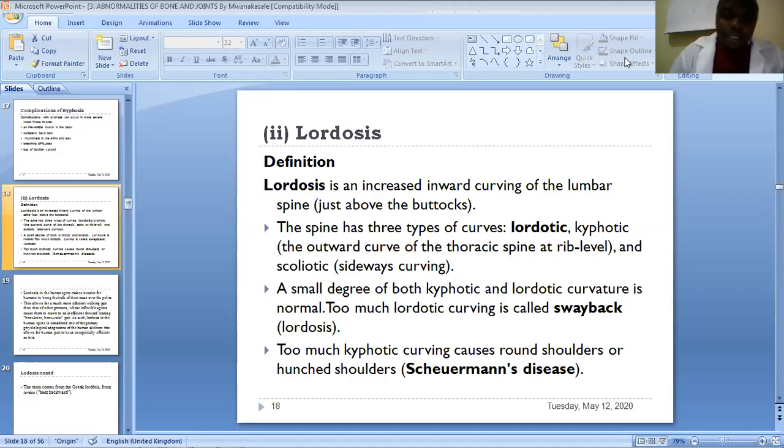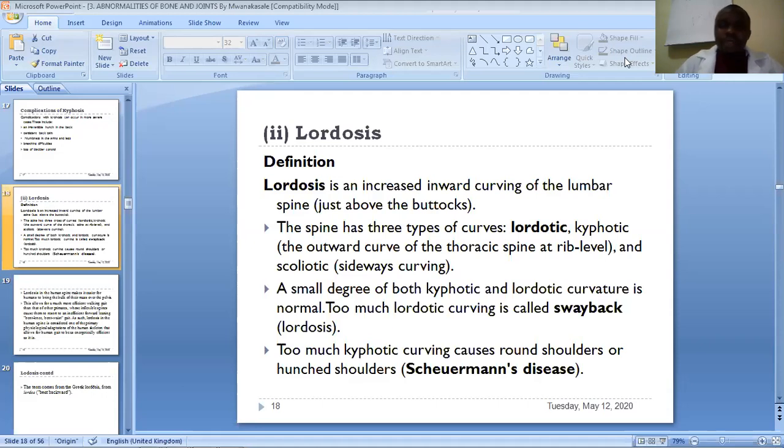At this moment, however, I would love us to continue looking at orthopedics, still on unit 2.6, talking about abnormalities of the bones and the joints. So at this juncture, we're going to look at lordosis.